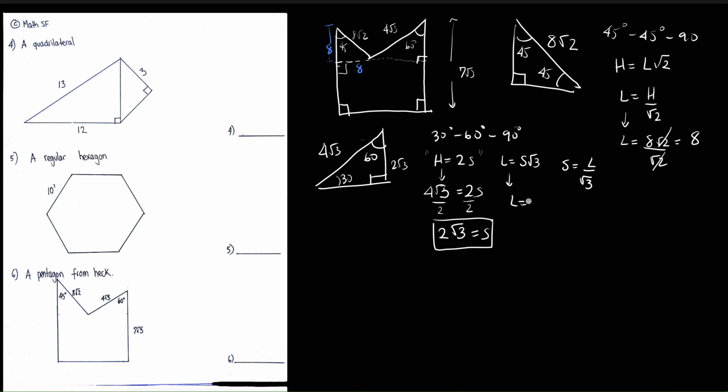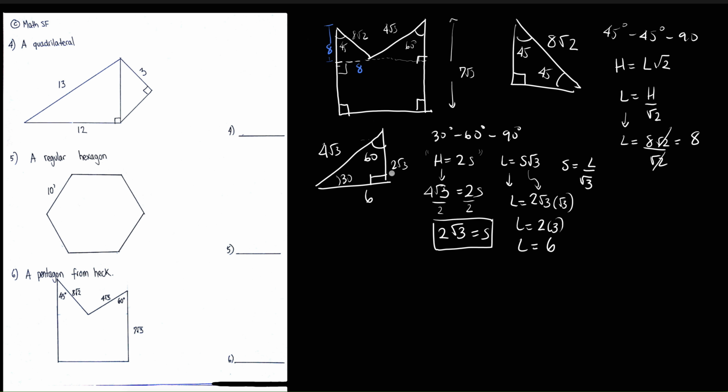Okay, so that should be, hold on, let me fix this part here. That should be 2 root 3 times root 3, right? Because that's where s goes. So L is equal to 2 times root 3 times root 3, which is actually 3. So the long side, L, is equal to 6. So that part should be 6.